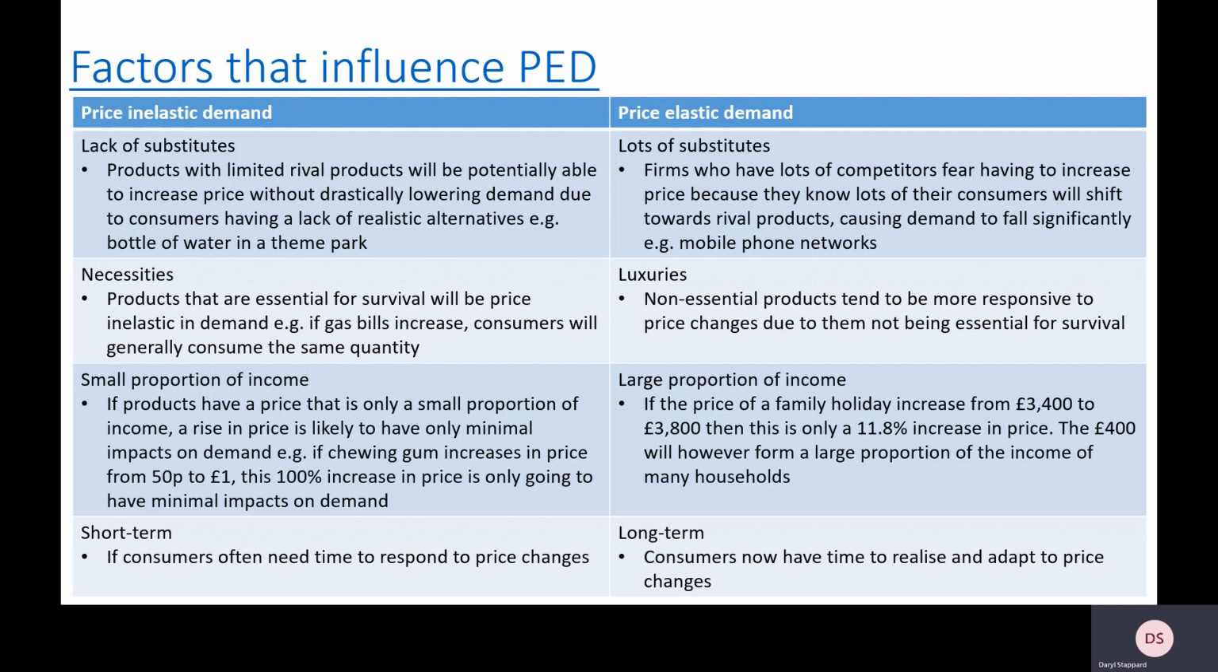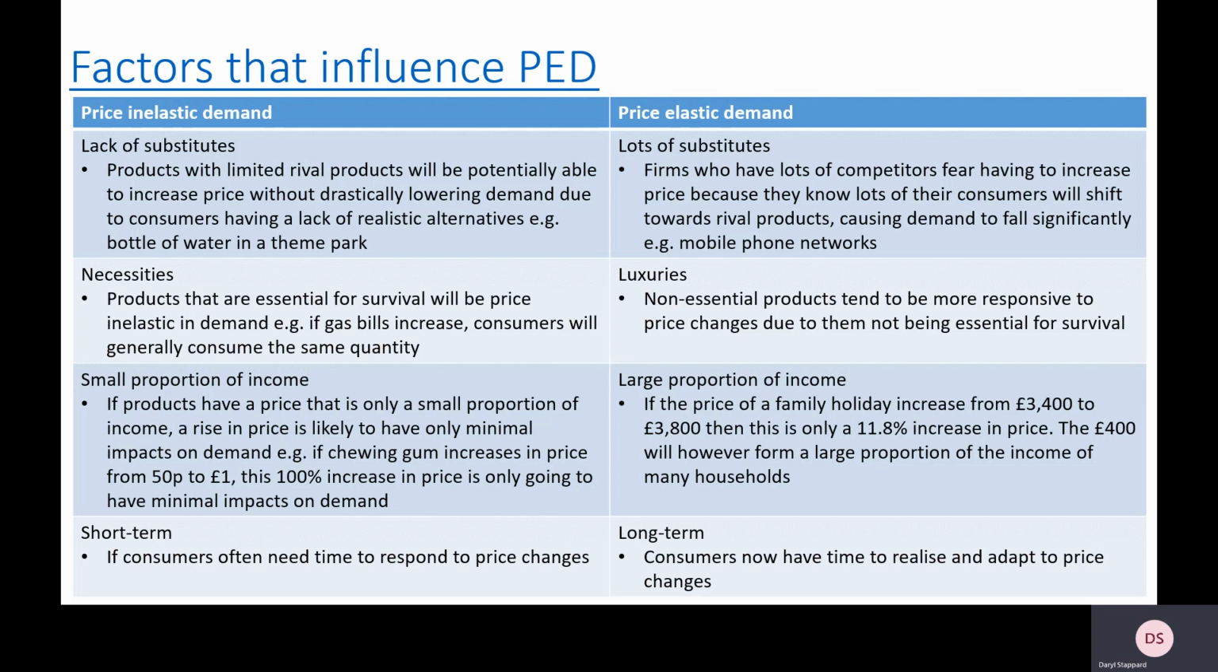The last one I've put down is short term. So the idea being the short term, people might not be able to adjust to changes in price. A good example could be if I turned up at the train station tomorrow having to go somewhere for work and prices have grown by 30%. In that short amount of time that I've got to get to work or to get where I want to be, I've got no choice but to pay that price. So it wouldn't really affect my demand for that product.